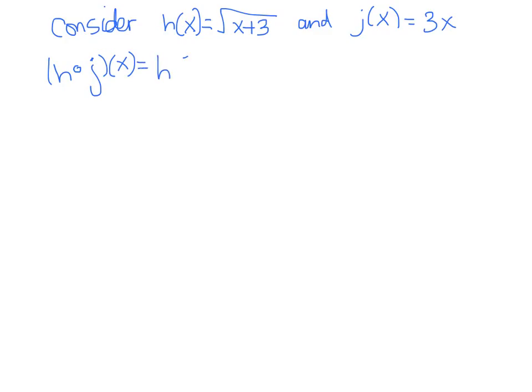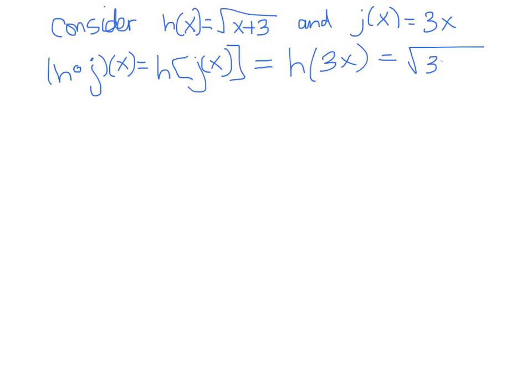Okay, so this is like taking the function h and evaluating it at j of x. J of x takes a function and multiplies the input by 3. So we want to evaluate h at 3x. H takes the input, which in this case is 3x, and then we'd add 3. H composed with j of x is the square root of the quantity 3x plus 3.